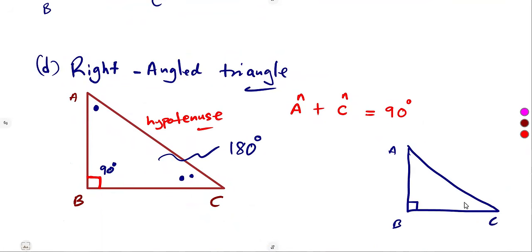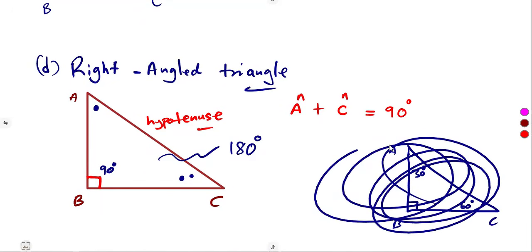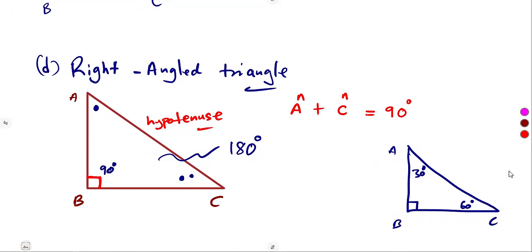This is 90, this can be 60 degrees, this can be 30 degrees. It means the sides, all of them will be of the different length. It is just a normal right angle triangle, just like a scalene.